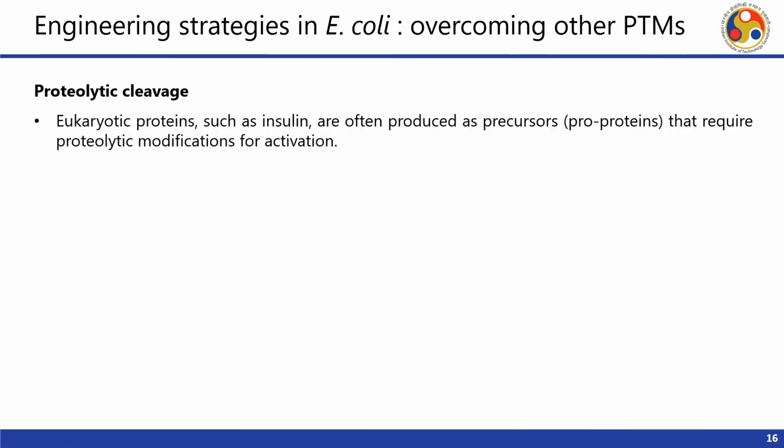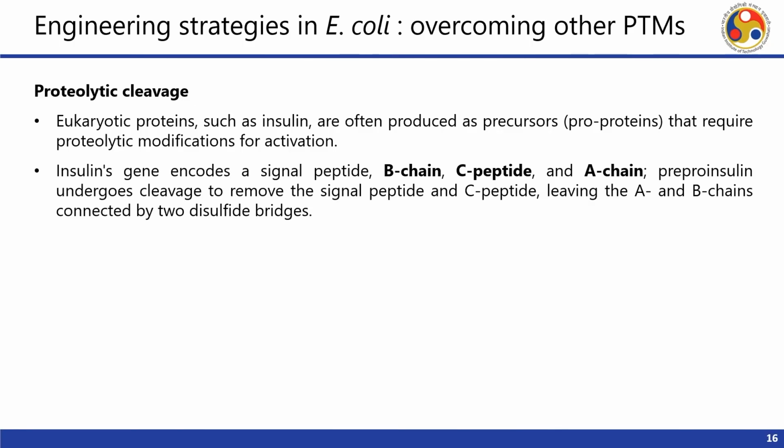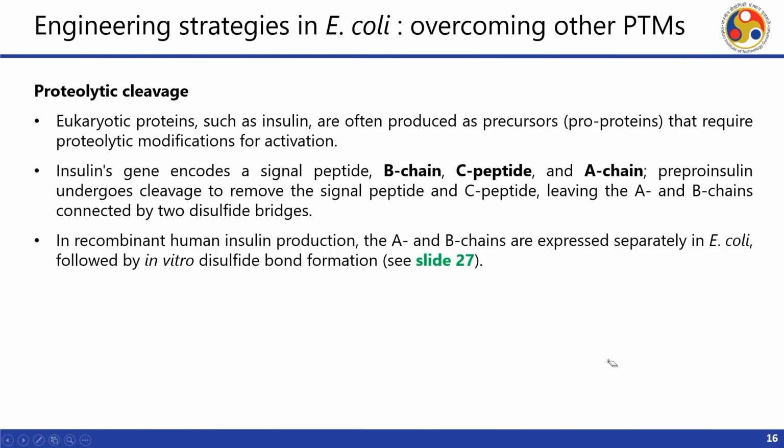Eukaryotic proteins such as insulin are often produced as precursors, which we call proproteins, that require proteolytic modification for activation. The insulin gene encodes a signal peptide, B chain, C peptide and A chain. Pre-proinsulin undergoes cleavage to remove the signal peptide and C peptide, leaving the A and B chains connected by two disulfide bridges. In recombinant human insulin production, the A and B chains are expressed separately in E. coli, followed by in vitro disulfide formation, which we will discuss in a later slide.